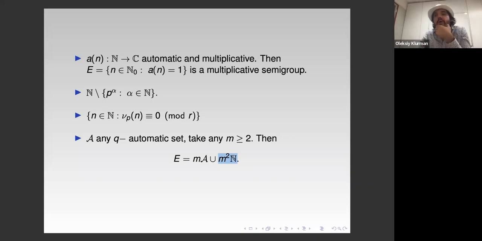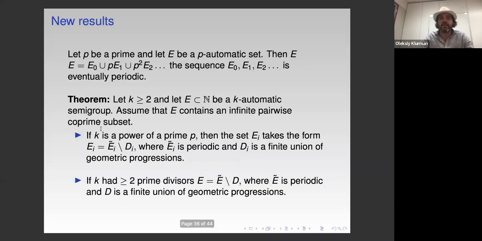So here is one of the results. I won't state the main theorem really, because it's a bit too technical. But what I will try to state is that essentially these are the only examples that you have. So the general theorem is that this is the only example. So here is an example of a new result. The example is the following.